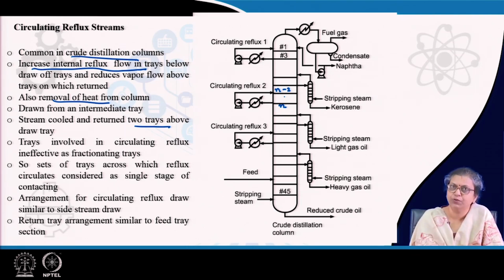So, therefore, what we do is, by convention, the set of these 3 trays are taken as a single stage of contacting, and accordingly we compute the number of trays here. So, therefore, n, n minus 1, n minus 2, these 3 trays are taken as one tray, and accordingly the total number of trays are arranged here. And well, needless to say that the arrangement for drawing out the circulating reflux is same as the side stream draw. In the same way, we draw it from a chimney tray, and the arrangement for introducing the reflux is same as a feed tray arrangement.